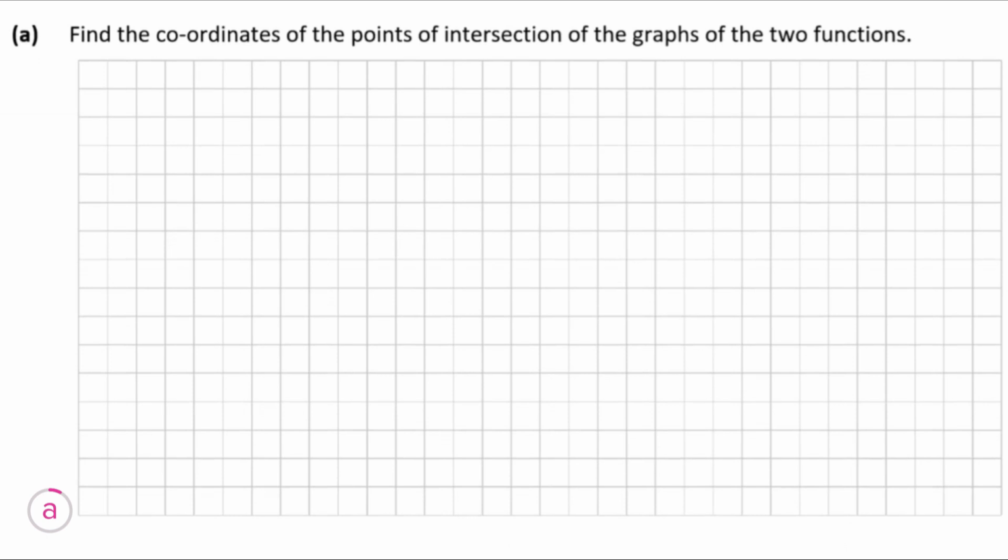And for part A, we're told to find the coordinates of the points of intersection of the graphs of the two functions. So really, when you're dealing with coordinates and points of intersection, usually there's going to be two different functions equal to one another. So in other words, where h of x is equal to k of x, the graphs intersect. So that's an easy rule you can just know for these.